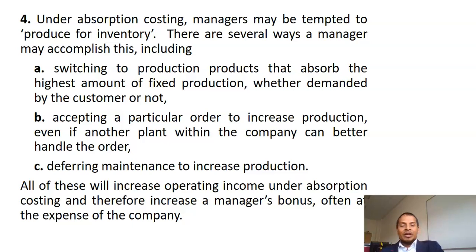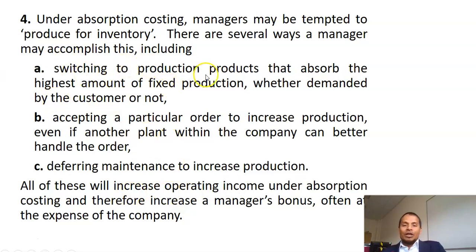Company supervisors or managers will try to produce more products. Okay, if their production is more, then their inventory will be more. If the inventory is more, then they will get more bonuses from the company. So the company should be cautious in determining the bonus according to the profit of absorption costing, right? All of these will increase.